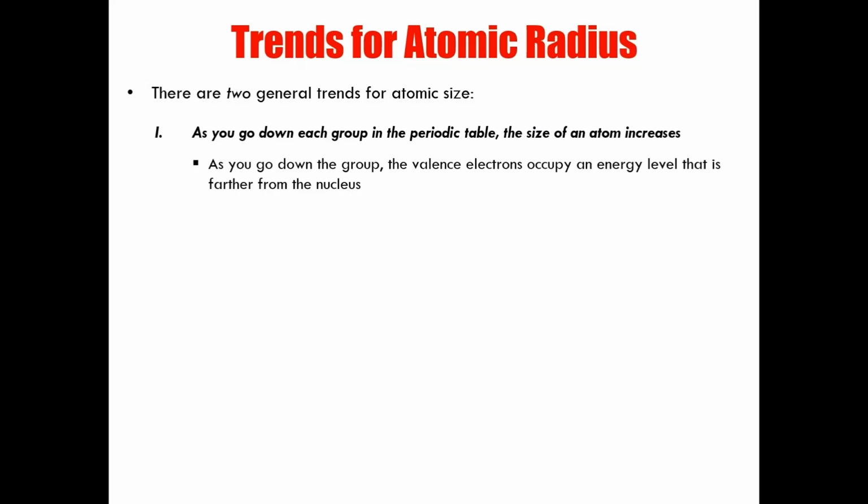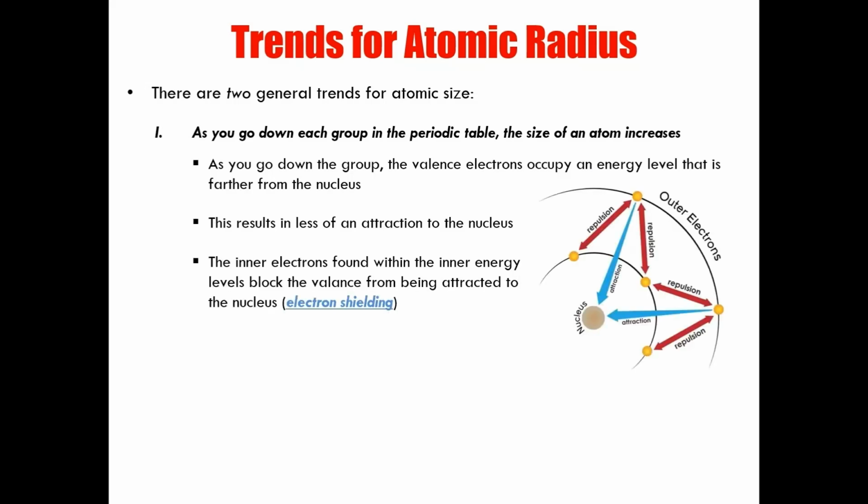As you go down each group in the periodic table, the size of the atoms increase. The lower in a group you go, the further the valence electrons are from the nucleus. This results in an outer electron sensing less attraction to the nucleus, which is due to a phenomenon we call electron shielding. Electron shielding is exactly what it sounds like.